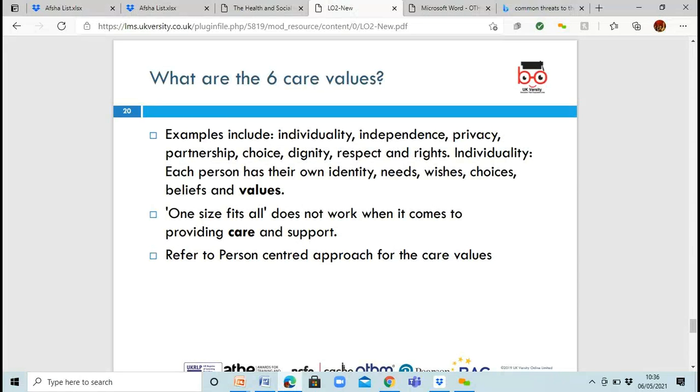They've got their own beliefs and values. We don't approach it with a one-size-fits-all technique. So not everybody is the same. You can't have one-size-fits-all procedures or treatments for everyone. Everyone's different. They've got different needs. And then again, when you're looking at the care values, we've already looked at those, which were just previously in 2.2.